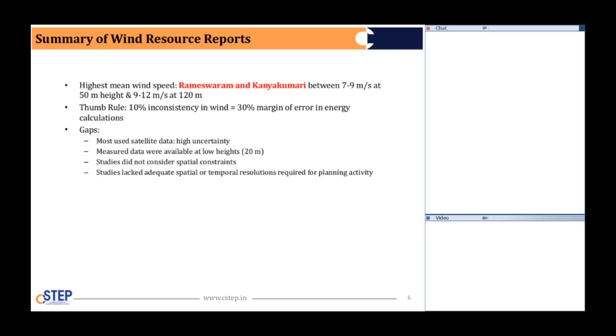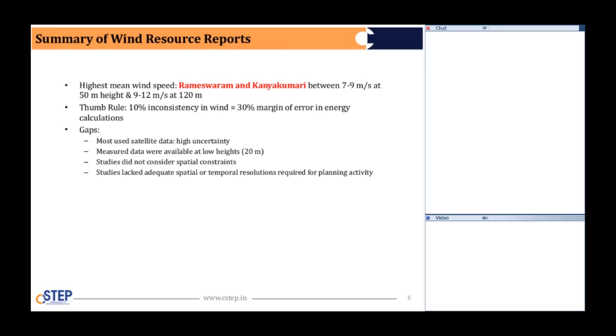And the reason wind resource is important is that even a minor variation of say 10% in the wind readings results in 30% error in energy calculations. Some prominent gaps that we found in these studies were that they all use satellite data, which is highly uncertain because it is of poor resolution. Measured data were available at low heights, some at even 20 meters, and realistically, turbines are placed at 100 or 120 meters these days, so that's inaccurate information.